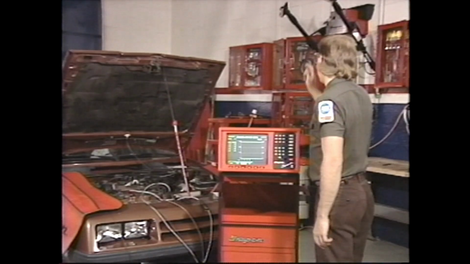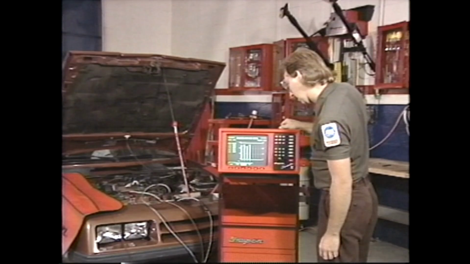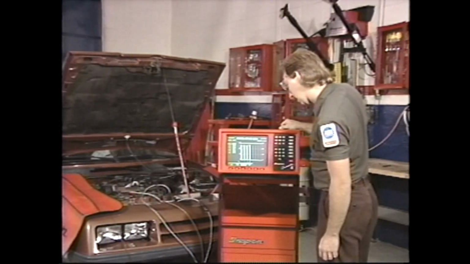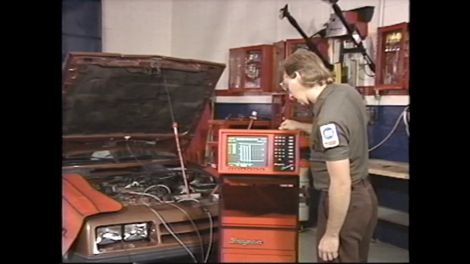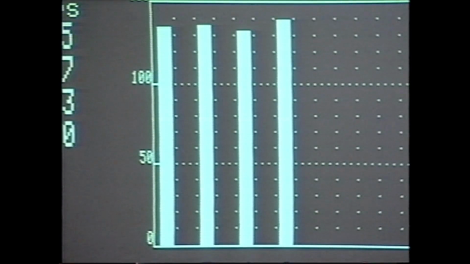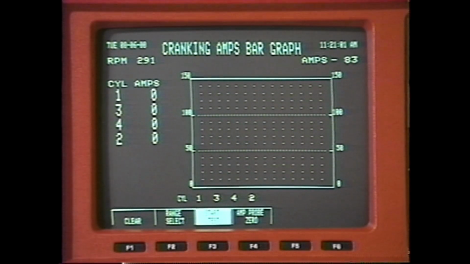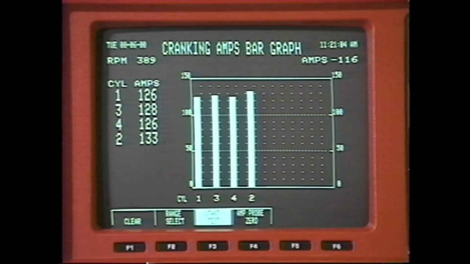With the cranking amps bar graph, you can check the power required to crank each cylinder through compression. The screen displays the amount of amperage the cylinder draws from the starting motor when the cylinder is in its compression stroke. This test is especially helpful when you want to measure cylinder contribution on engines where cylinder shorting cannot be done. The Counselor 2 prevents the engine from starting during the test by reducing the primary current level. Don't disable the ignition system. If you have a problem accessing the primary circuit, disable the fuel system.